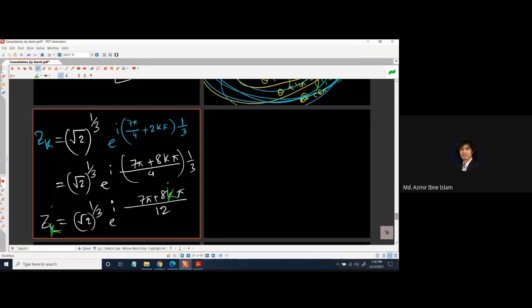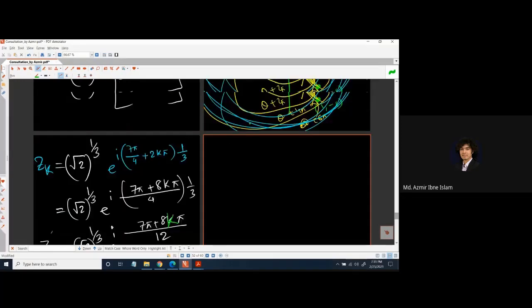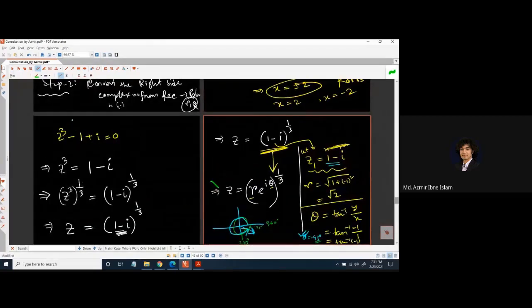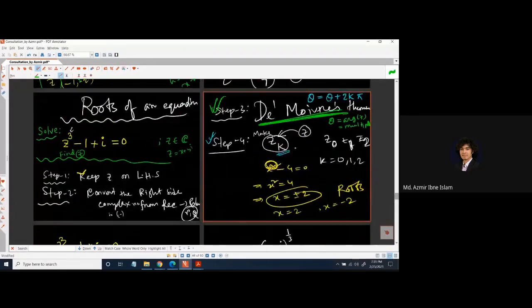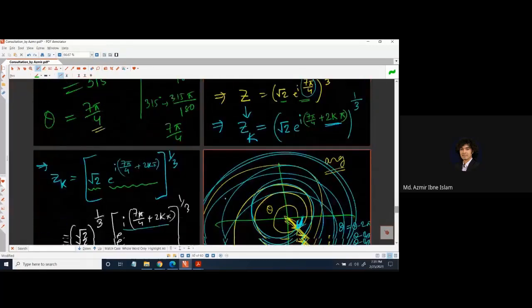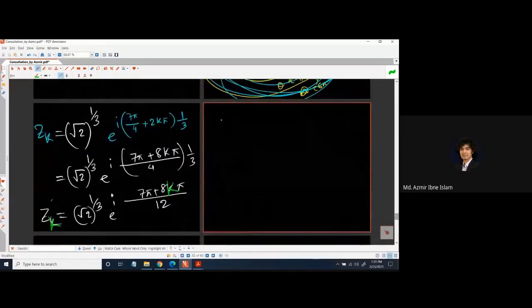So here k is our input. We can input k equal to 0, 1, 2, since we have 3 solutions. You can have a look at the equation. The equation is with z cube, so there will be 3 solutions. And in step 4, I have mentioned that we can input k equal to 0, 1, 2, like that.